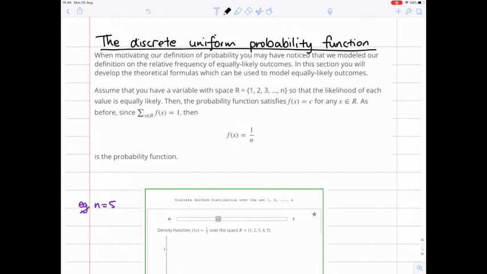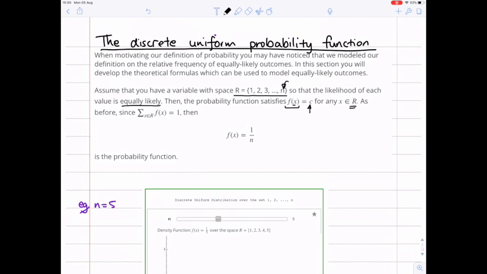So now we're going to put together the theoretical formulae so that you don't need to go through all the calculations yourself. So we start out by assuming that we have a random variable with space 1, 2, 3 all the way up to n for some n, and that each of these values is equally likely. So the probability of getting 1 is the same as the probability of getting a 2, and so on. Since our probabilities are all equally likely, we must have that our probability function is a constant. So it gives us the same value for any value of x in our variable space.